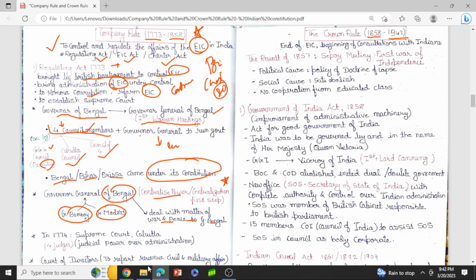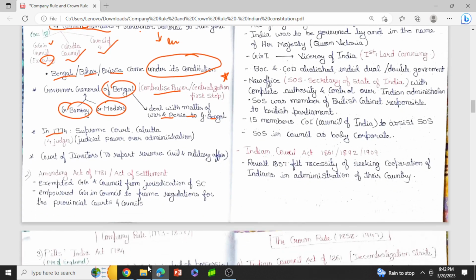Again, the purpose of this Regulating Act was to establish the Supreme Court. As a result, in 1774, the first Supreme Court was established in Calcutta, and it consisted of four judges, with judicial power over the administration. The Court of Directors, which was the governing body of the company, was under the Britishers' control, and they were to report revenue, civil and military affairs. So everything needed to be reported to the British government.